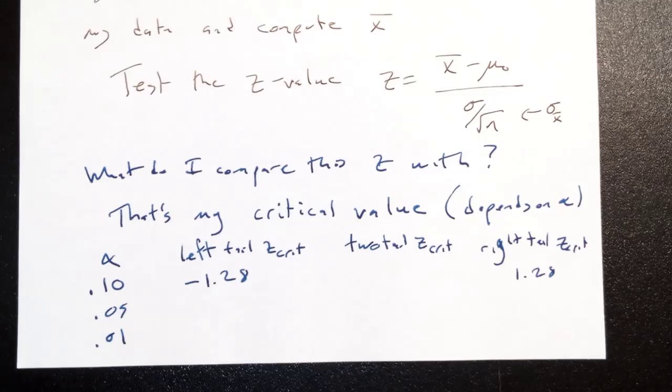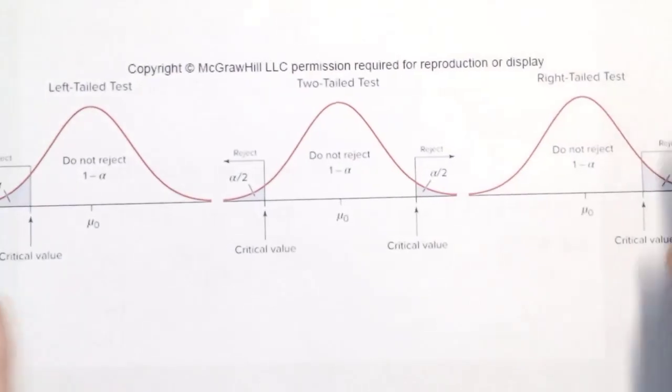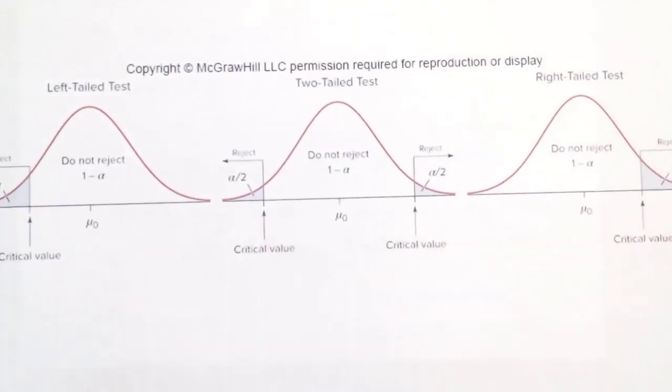Wait a minute. If I'm doing a two tail, I'm not looking for 0.1 anymore, even though that number is 0.1. Look at our picture. Our picture for the two tail has the area split in half, so I'm looking for 0.05. 0.05 on each end means 90% in the middle. That's the number that goes with our 90% confidence interval.